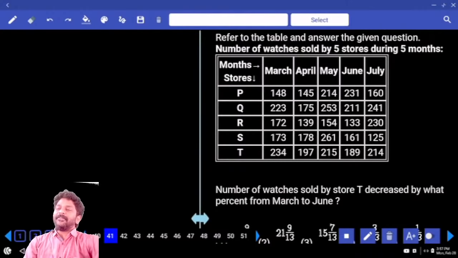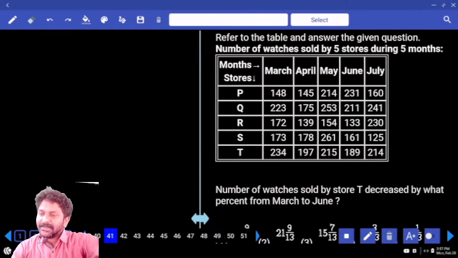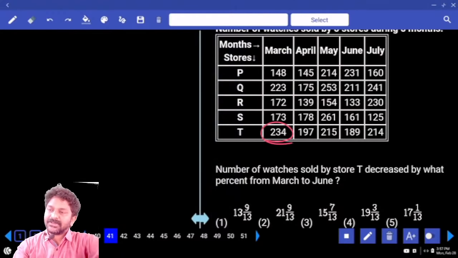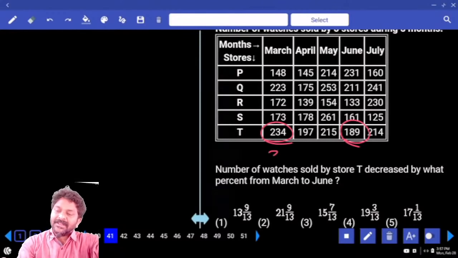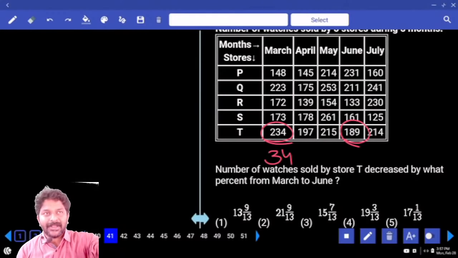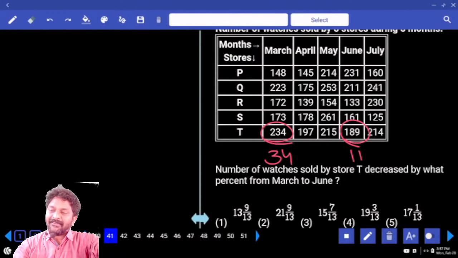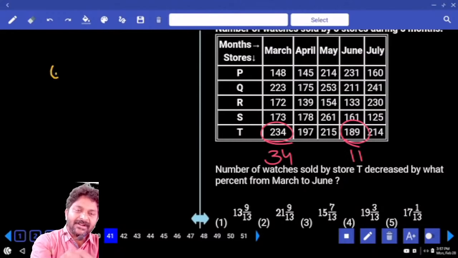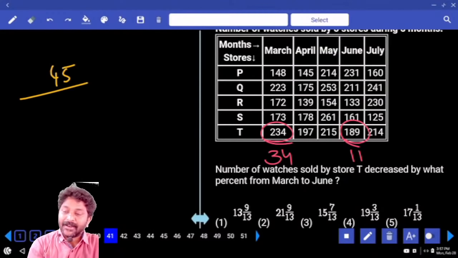Number of watches sold by 5 stores during 5 months, March to July. Number of watches sold by store T decreased by what percent from March to June? T, March to June. Difference between these two numbers. This is 34 more than 200. This is 11 less than 200. Difference in the sense sum of both the numbers, that is equal to 45 less.